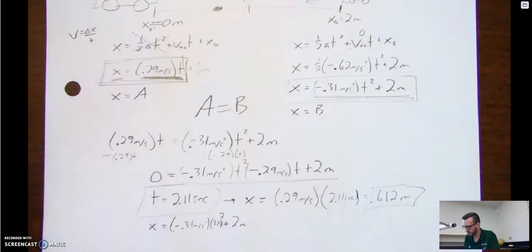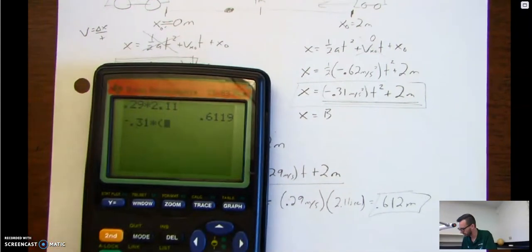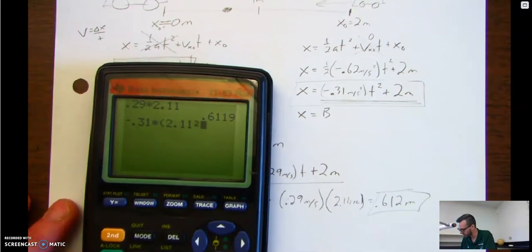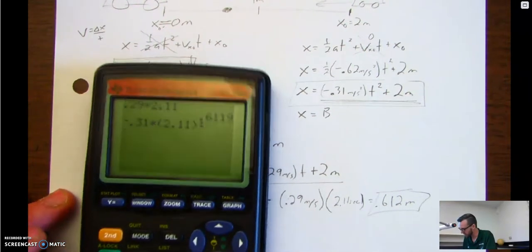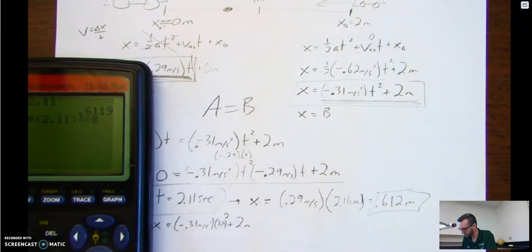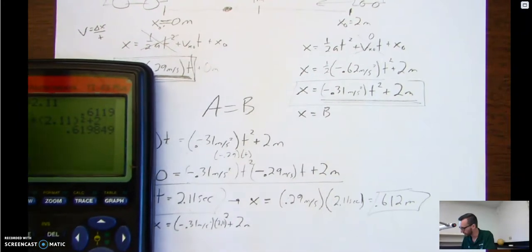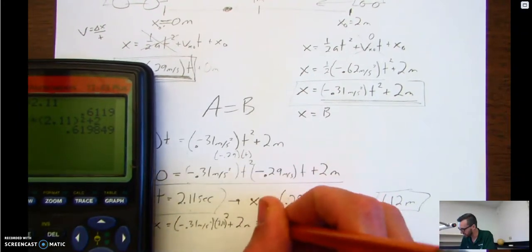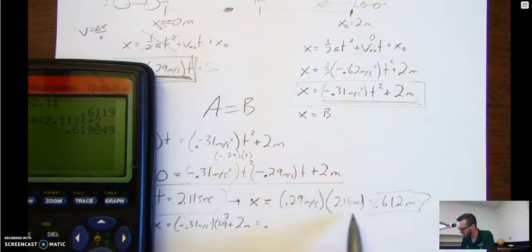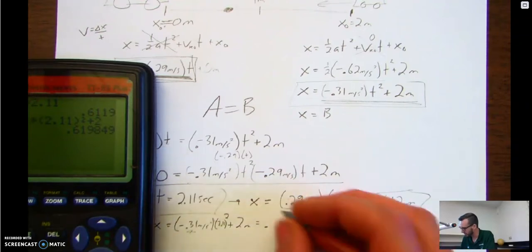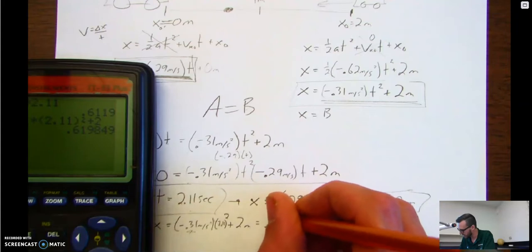So sorry that's a little tiny there, but we're going to do negative 0.31 times, be careful with your parentheses here. You want to make sure you're practicing good order of operations. 2.11 squared, okay, so that's our first term there, plus 2. And we get a really close answer to what we had before. Why is it really close and not exact? Well, because we rounded this number along the way. So the less rounding you do probably in general, the better.